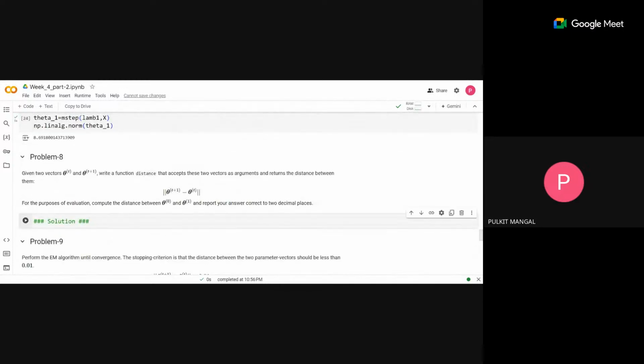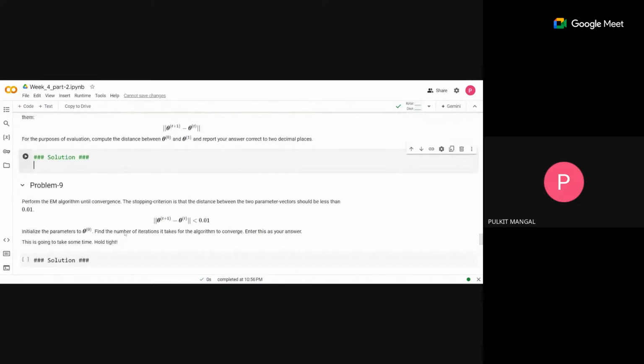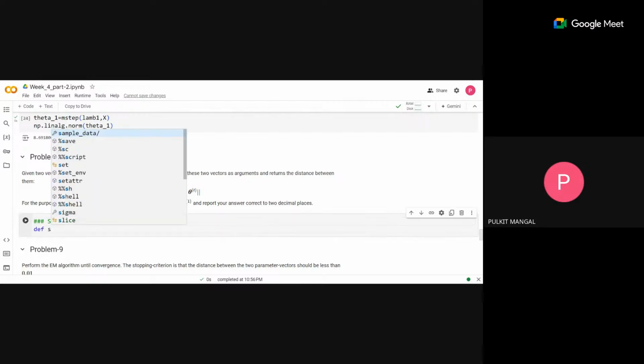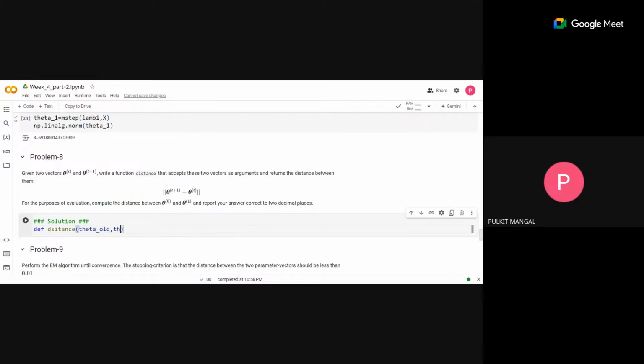Now this is not the final part. First we have to calculate the distance between theta t and theta t plus 1, that is theta naught and theta 1. It is very simple. Write a function, def distance. This distance function takes two vectors, theta t and theta t plus 1, so maybe I will call them theta old and theta new.